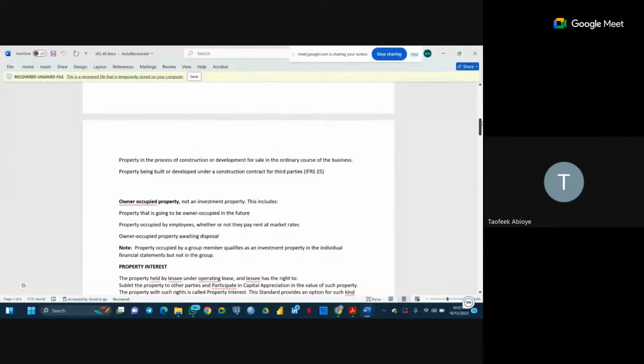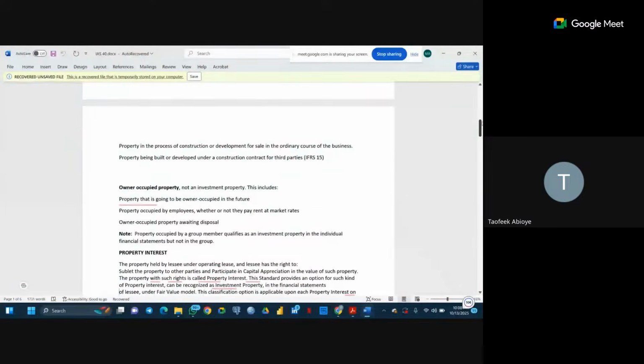This will include property that is going to be owner-occupied in future, and property occupied by employees, whether or not they pay a market rate. You can't say it's an investment property when your employees are the ones occupying that particular building. Property occupied by a group member qualifies as an investment property in the individual financial statements, but not in the group statements, because intergroup transactions are meant to be eliminated.